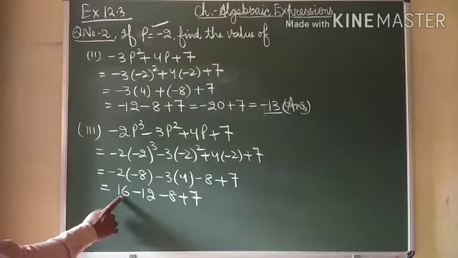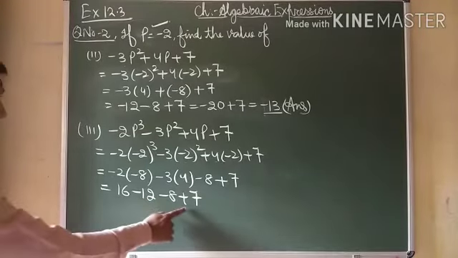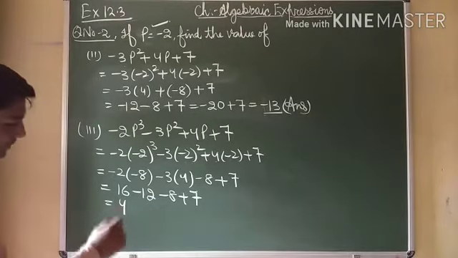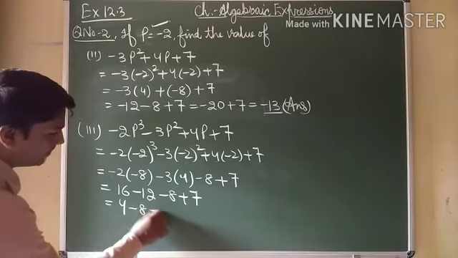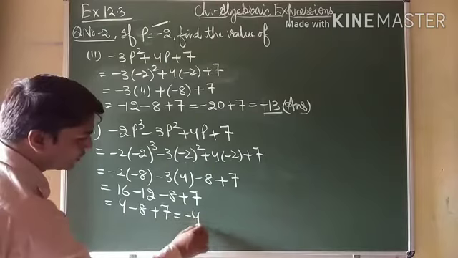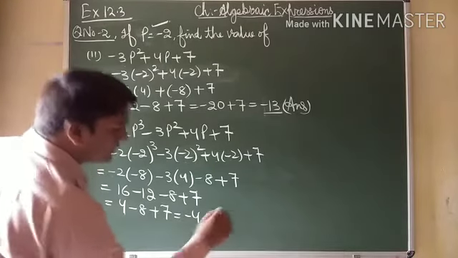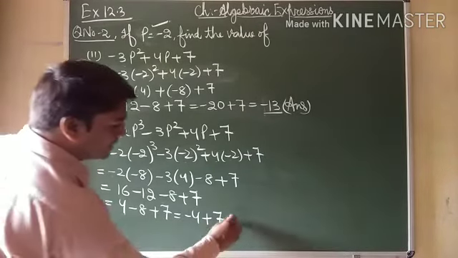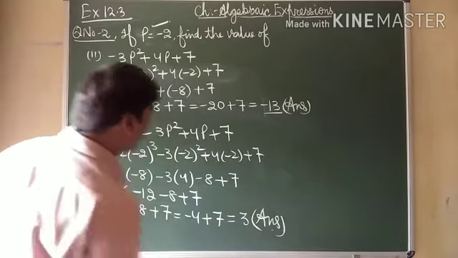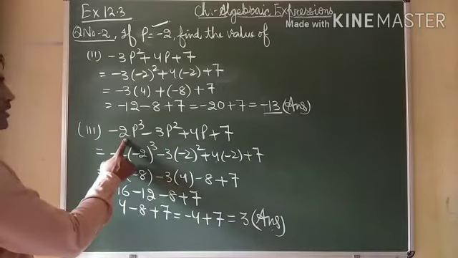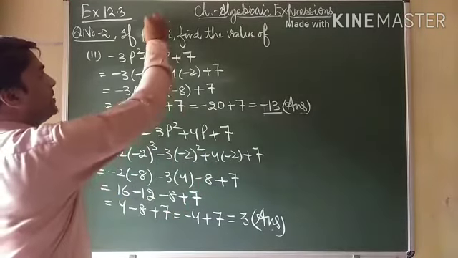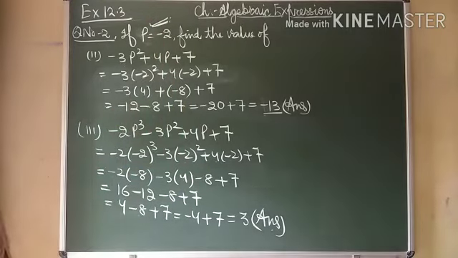So it becomes 16 minus 12 minus 8 plus 7. Now 16 minus 12 is equal to 4. So it becomes 4 minus 8 plus 7. Now 4 minus 8 is equal to minus 4. So it becomes minus 4 plus 7. Now minus 4 plus 7 is equal to 3. So 3 is the required value of the algebraic expression minus 2p cube minus 3p square plus 4p plus 7 at p is equal to minus 2.